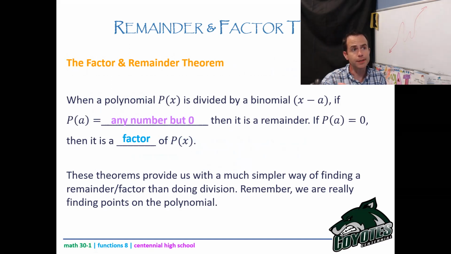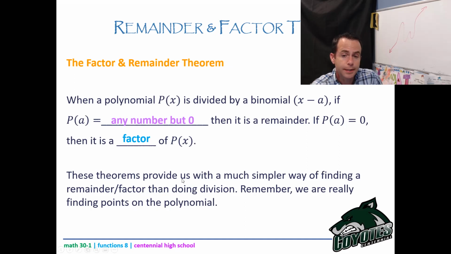The remainder theorem says if I plug something in, I'm going to get out the remainder. The factor theorem essentially says if I'm using the remainder theorem and I get out 0, then I found a factor, okay? So these theorems provide us with a much simpler way of finding the remainder or factor than doing division. Remember, we're really finding points on the polynomial as well.